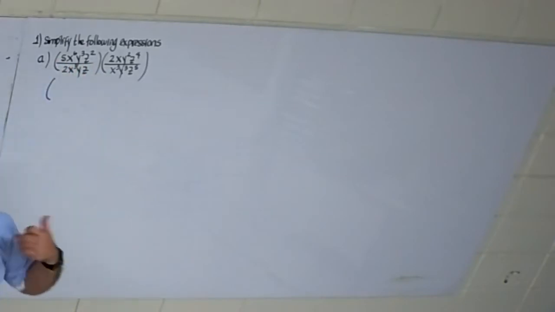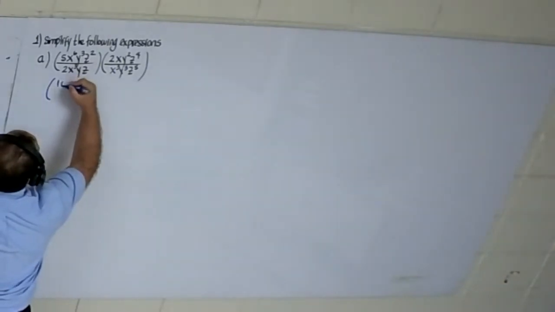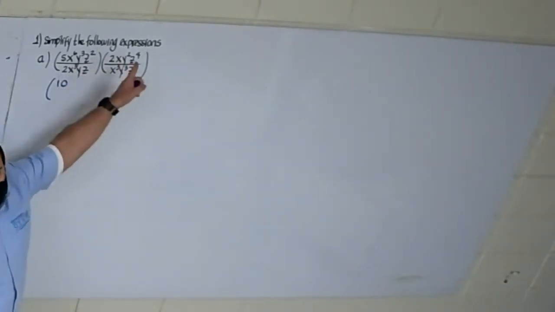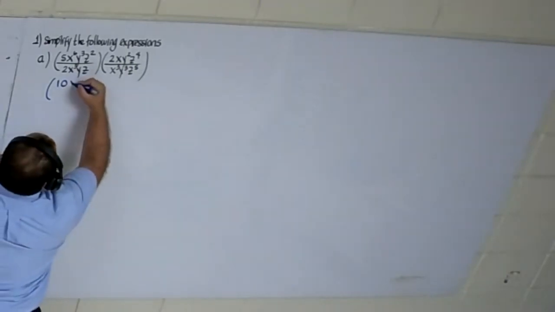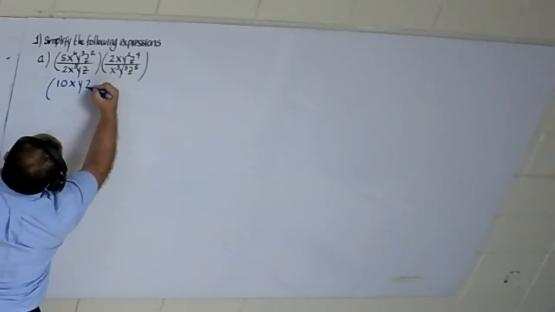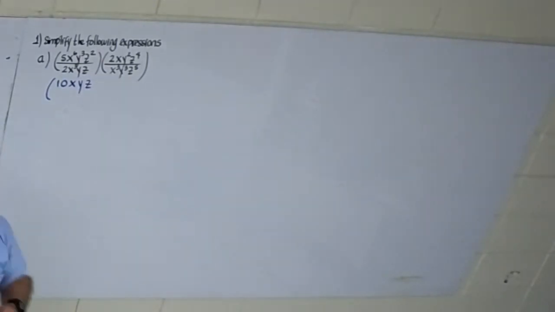5 times 2 will be 10, right? Okay, 10. And because I'm going to multiply the variables, the first thing that we have to do is copy the variables. X, Y, Z, okay? And because we are multiplying, remember the rule number 1, product of powers with the same base. Copy the base and we're going to add the powers. For that reason, X will be given as what power?